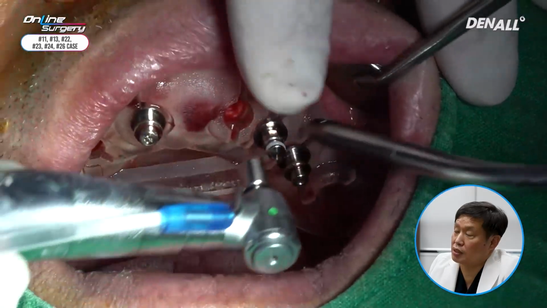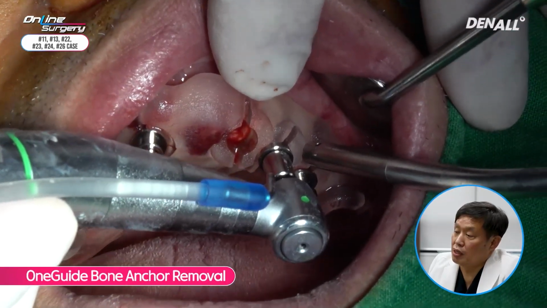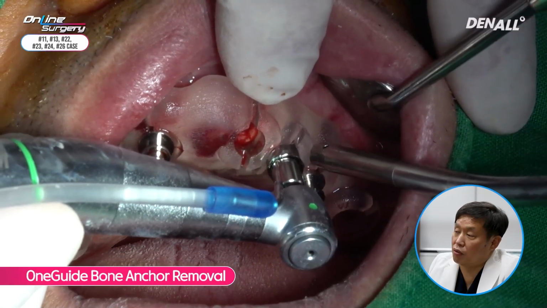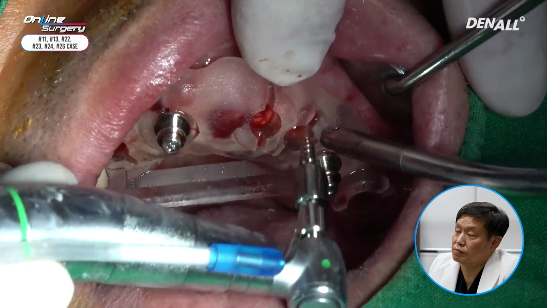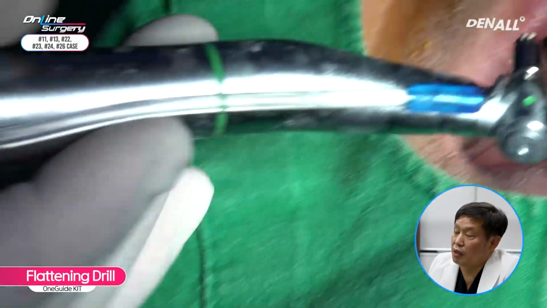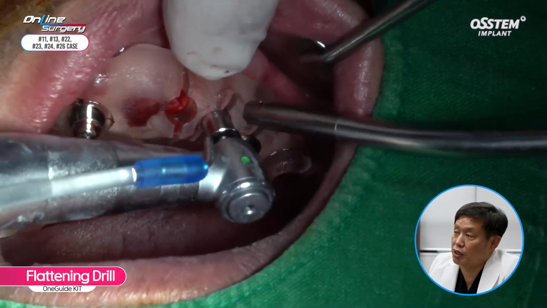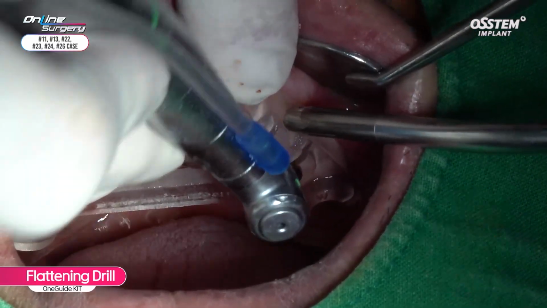Number 22 was completed. Moving on to number 23, the bone anchor was removed. In number 23, implant placement preparations were conducted. The flattening drill was done before, but was done once again.